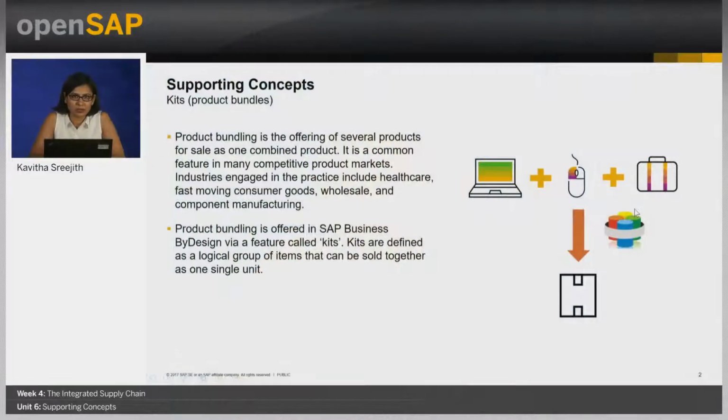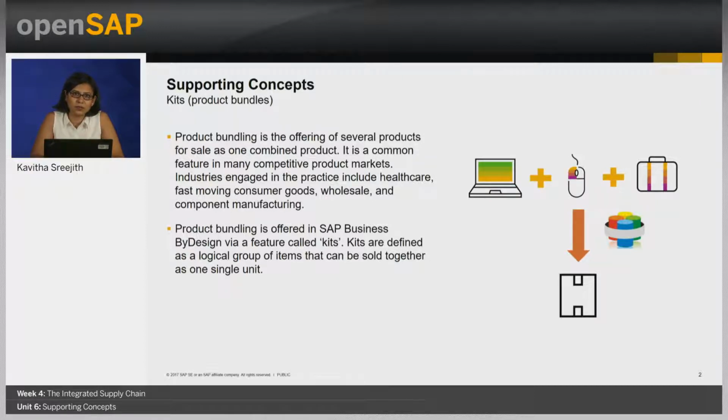Talking about product bundling, so what is this? Product bundling is offering several products for sale as one combined product. It is a common feature in many competitive product markets. Industries engaged in this practice include healthcare, fast-moving consumer goods, wholesale, and component manufacturing. For example, you would most likely find a laptop, a mouse, and a laptop bag all bundled and sold together. Note that each one of these products can also be sold separately.